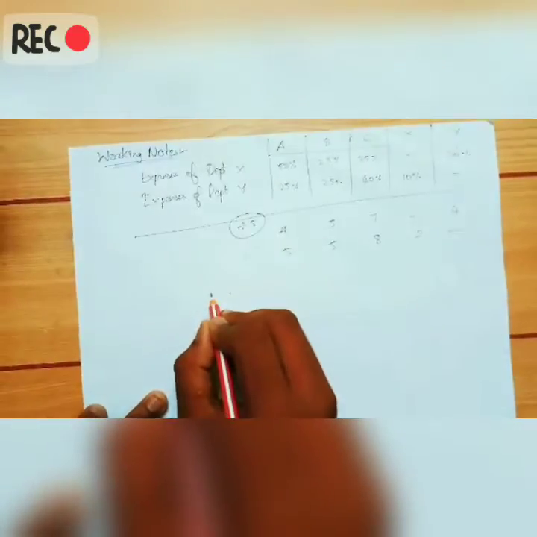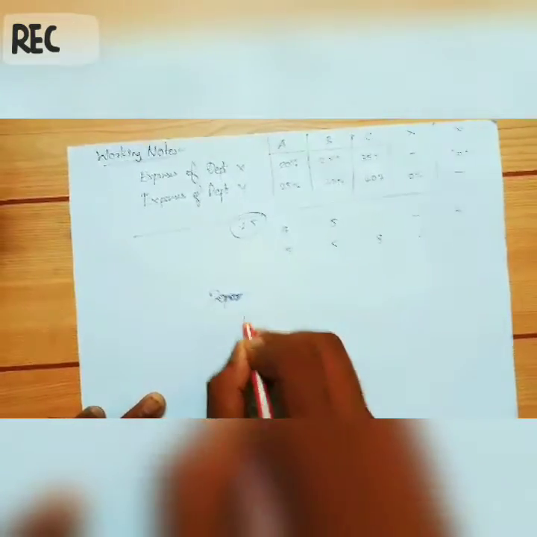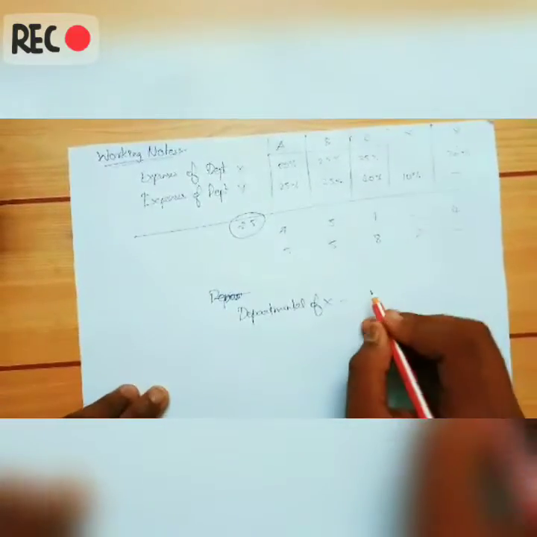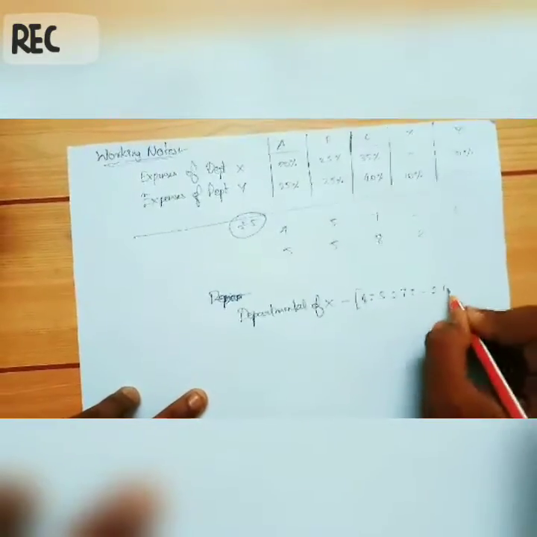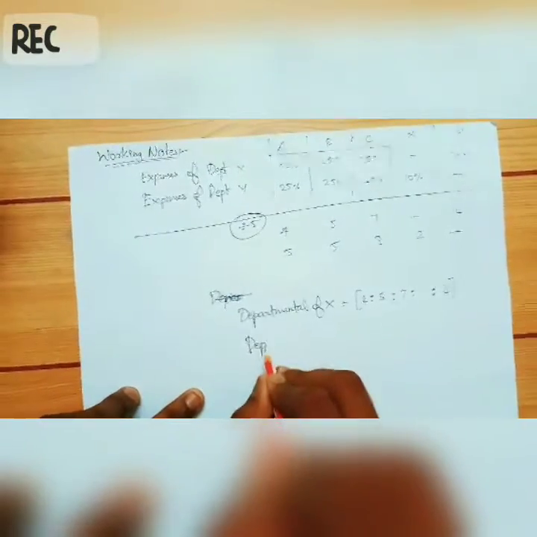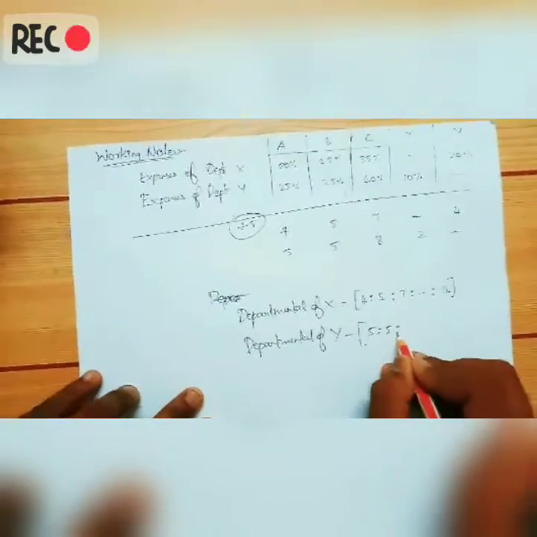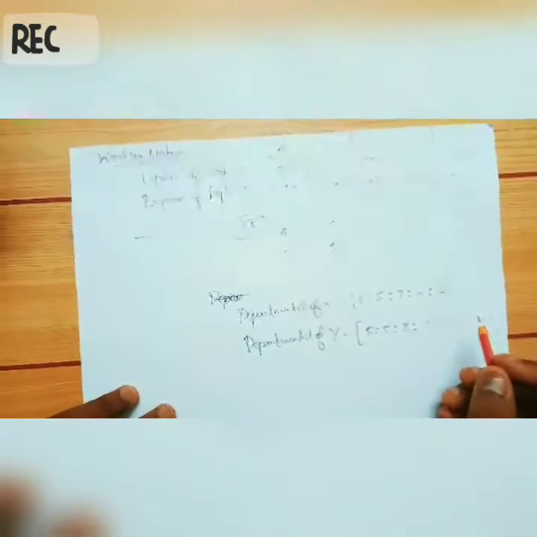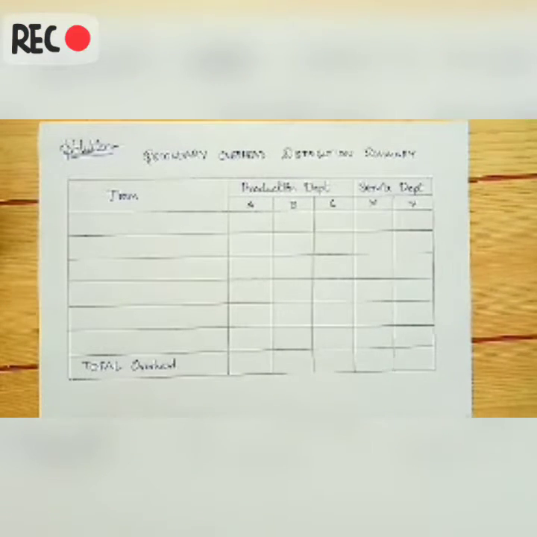The ratio of departmental X will be 4:5:7:0:4. Department Y will be 5:5:8:2:0. This is the ratio which we are going to use in the problem. This is the format of secondary overhead distribution. Now let us start the sum.